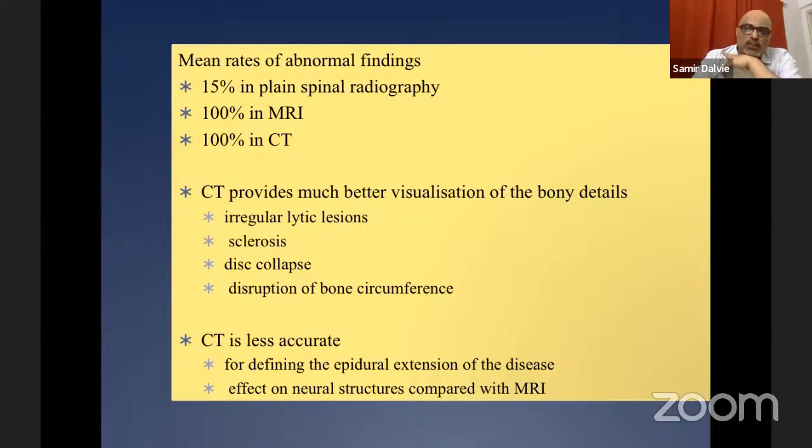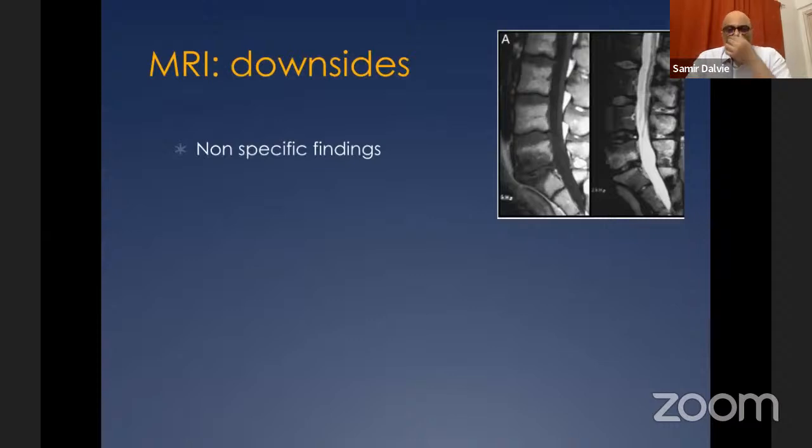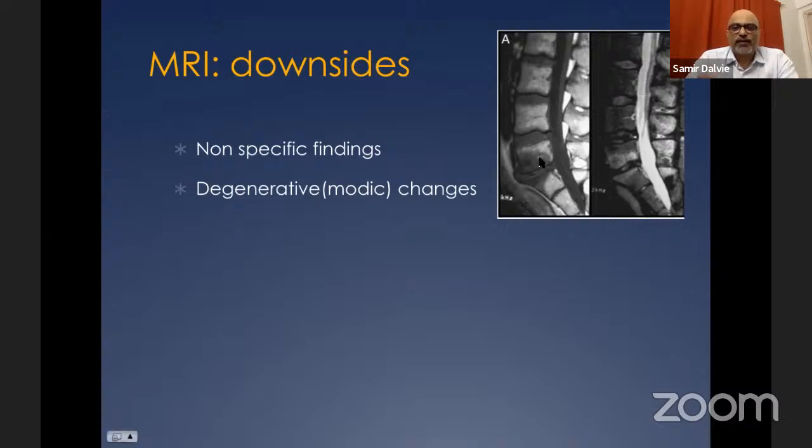CT gives you a very good visualization of the bony details. So you can see lytic lesions, you can see sclerosis, you can see disc collapse. But CT will not show you the soft tissues so well. So cord compression, epidural extension, abscesses, they are not so well seen with CT. So given a choice, an MRI is by far the best investigation. The only issue is the downsides of the MRI. The findings can sometimes be non-specific, like a degenerative or a Modic change. So this patient went around from place to place thinking that it's TB spine because of this sort of end plate edema and sclerosis.